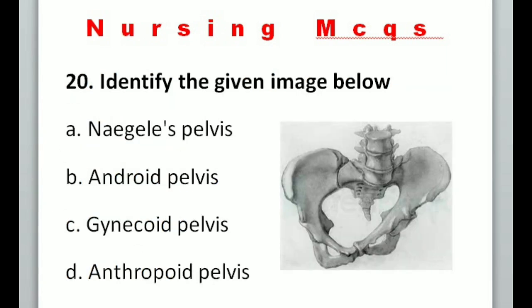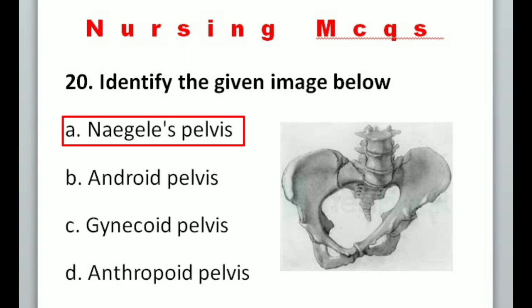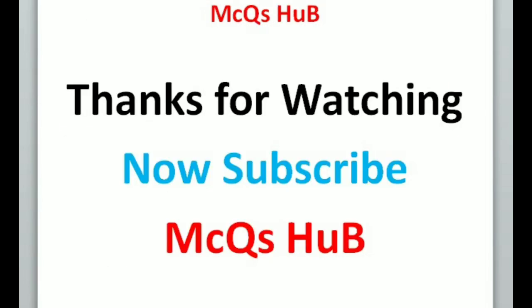20. Identify the given image below. A. Naegele's pelvis. B. Android pelvis. C. Gynecoid pelvis. D. Anthropoid pelvis. Correct option is A. Naegele's pelvis.